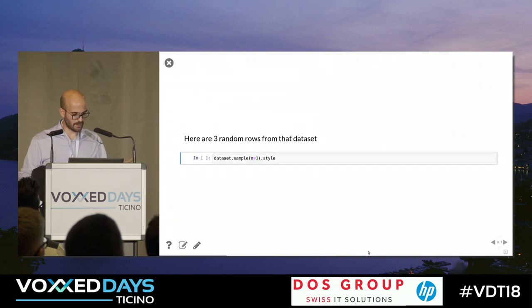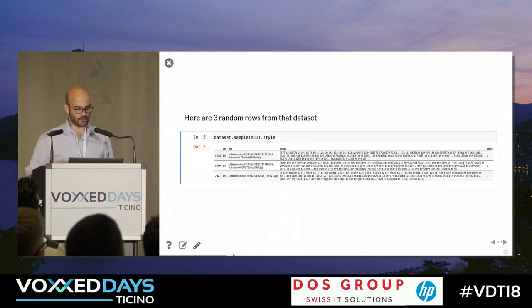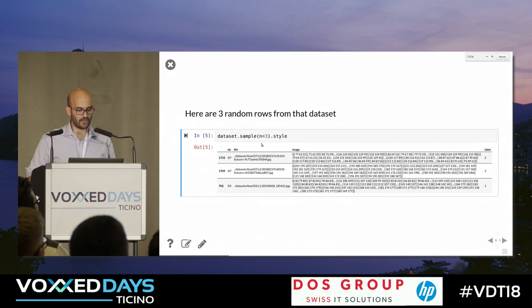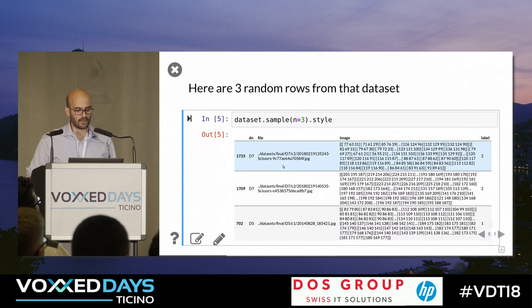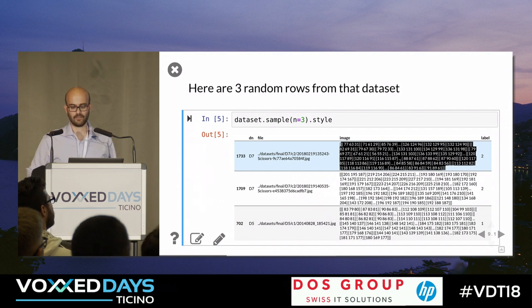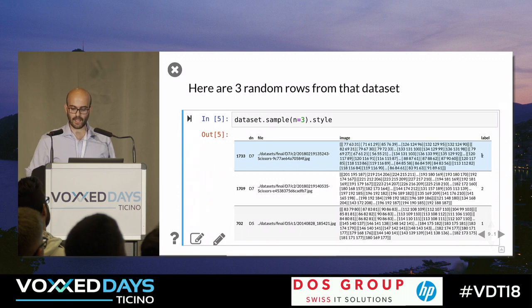Why we need it will be clear in a short moment. So I will now just sample. Well, it's super small, but it's not really important. I just sampled three lines of this big table that I built. And you can see an example, right? We have the name of the directory. These are three lines at random, right? Name of the directory, the file, and the image, which is a big matrix of numbers. These are integers, basically. And then, of course, the label. This is a scissors, this is also a scissors, and this is a paper. Okay?